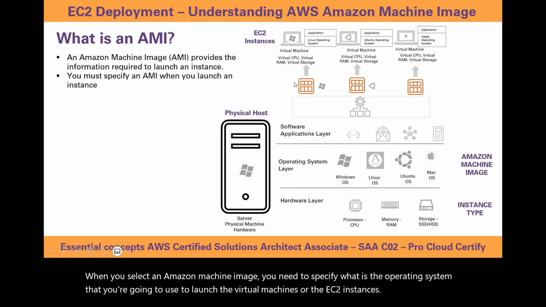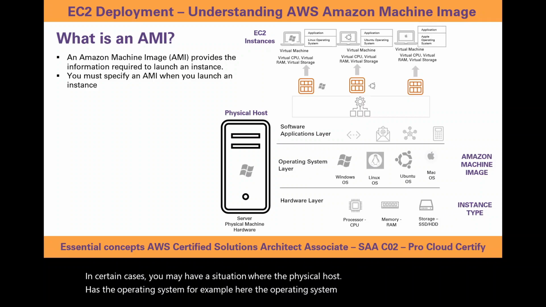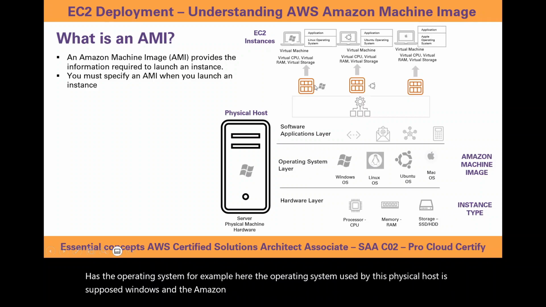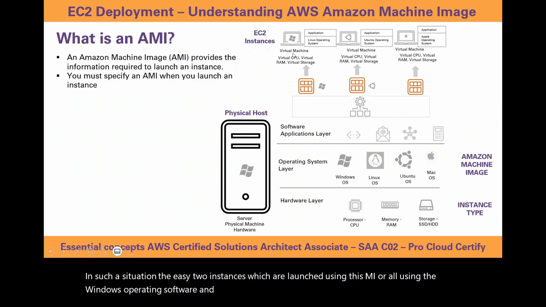Now, in certain cases, you may have a situation where the physical host has an operating system. For example, the operating system used by this physical host is, suppose, Windows, and the Amazon Machine Image also specifies that the virtual machines to be created should use a Windows operating system. In such a situation, the EC2 instances which are launched using this AMI are all using the Windows operating system and the applications which are used to run the Windows virtual server.